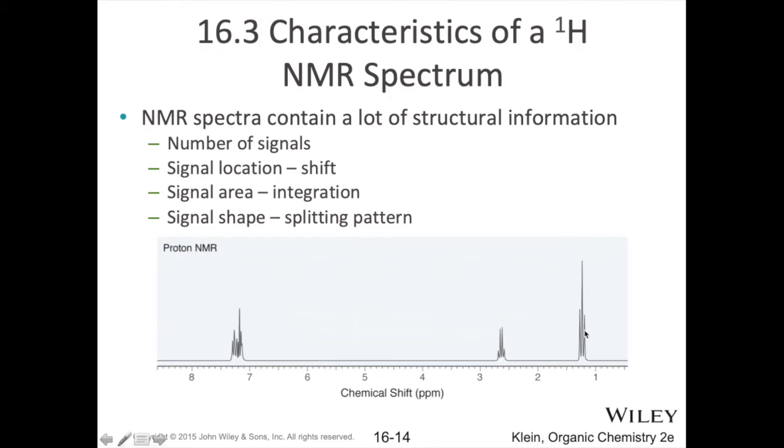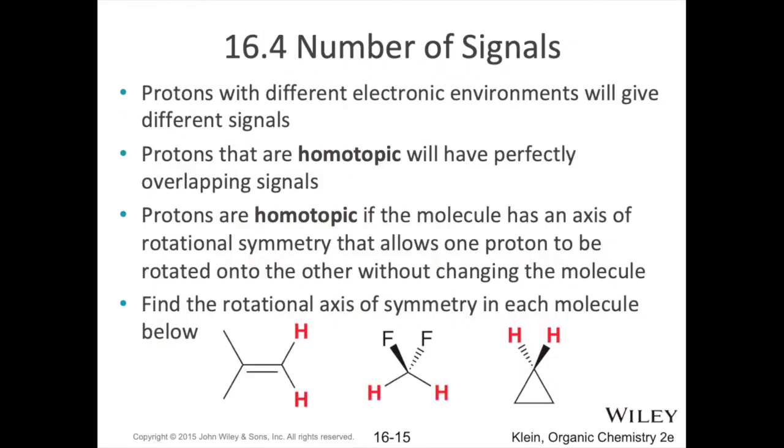For example, over here we have what's called a triplet. This signal is split into 3 smaller peaks. Here we have a quartet, where our signal is split into 4 smaller peaks. That tells us something about the nearby atoms, and that's what really makes NMR useful. So let's look at each of these in turn.